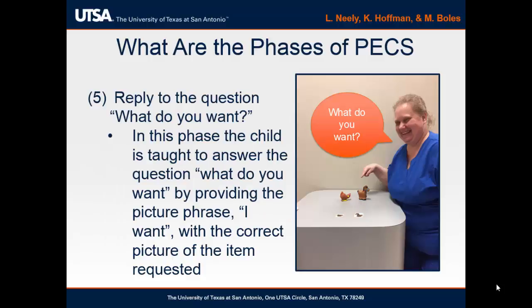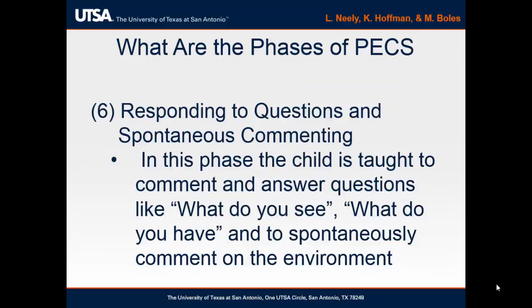Phase 5 starts introducing questions such as, "What do you want?" In this phase, the child is taught to answer the question, "What do you want?" by providing the picture phrase, "I want," with the correct picture of the item requested. In the 6th phase, responding to questions and spontaneous commenting, the child is taught to comment and answer questions like, "What do you see?" "What do you have?" and also to spontaneously comment on the environment.